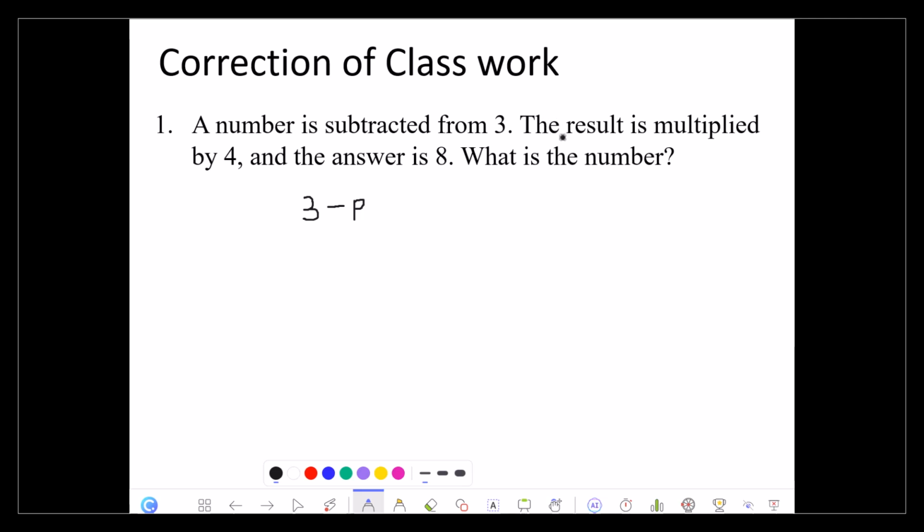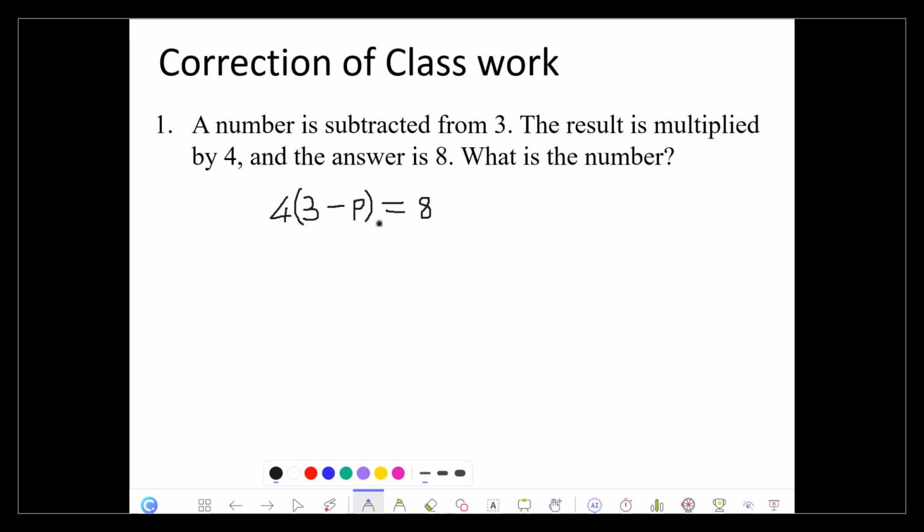Then the next line says the result is multiplied by 4. So since this answer of 3 minus P is multiplied by 4, use a bracket and interpret it. You put your 4 outside the bracket, and you now say the answer is 8. You put equals to 8. So that is all with this one.